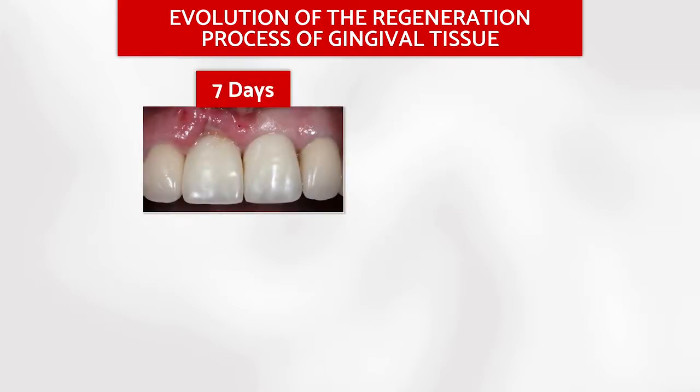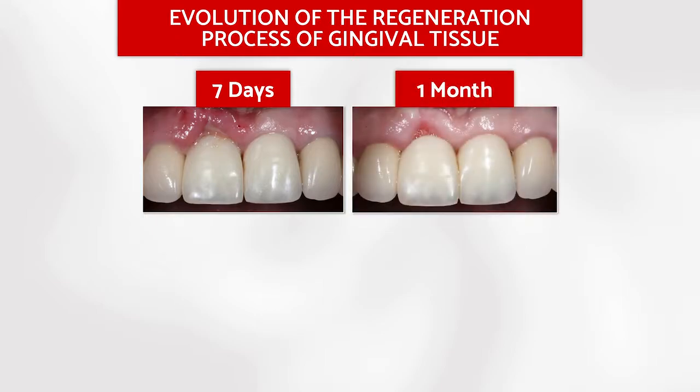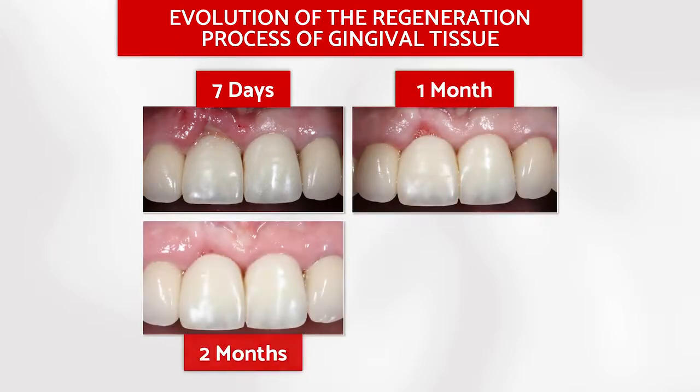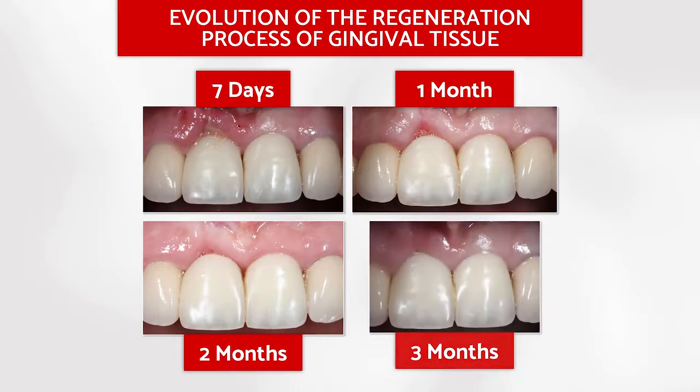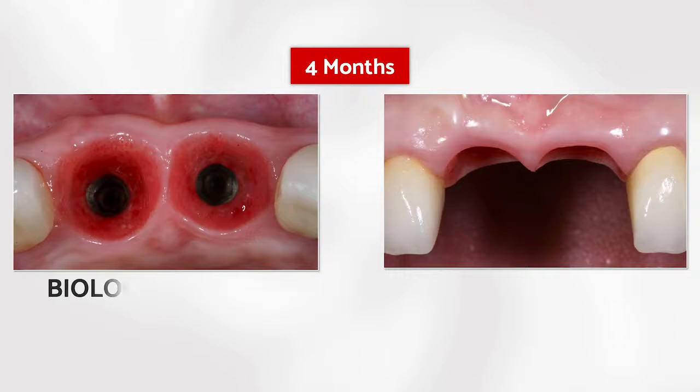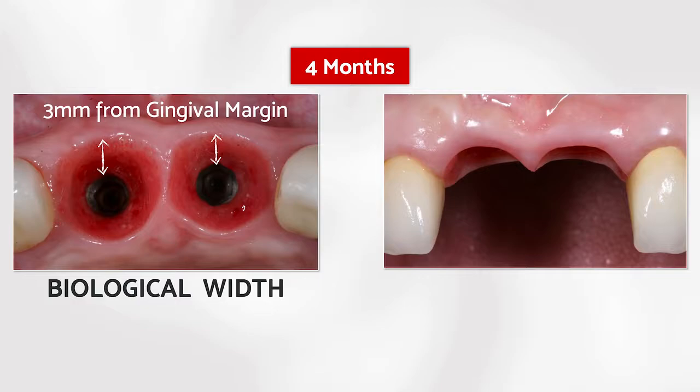Now let's have a look at the evolution of the regeneration process of the gingival tissue. What's gonna happen with the soft tissue? This is the post-op after 7 days, a month after the procedure is finished, after 2 months, and after 3 months. Pay attention that the soft tissue moved in the coronal direction. We have the coronal displacement of the soft tissue. After 4 months, how about the biological width? The biological width was retrieved. We have 3 millimeters from gingival margin in both sides, the right and the left.